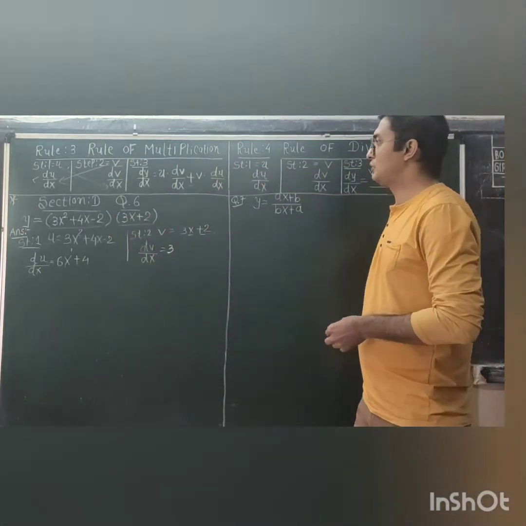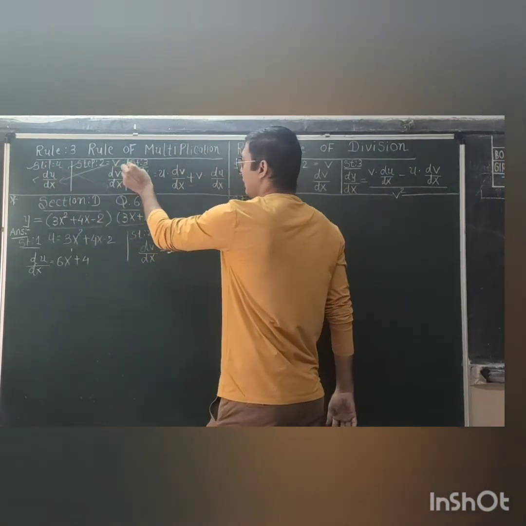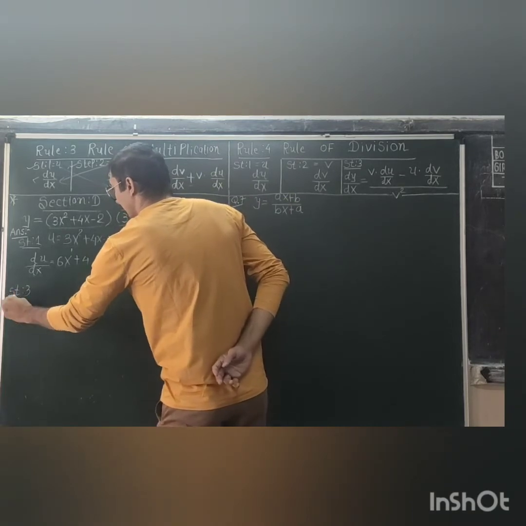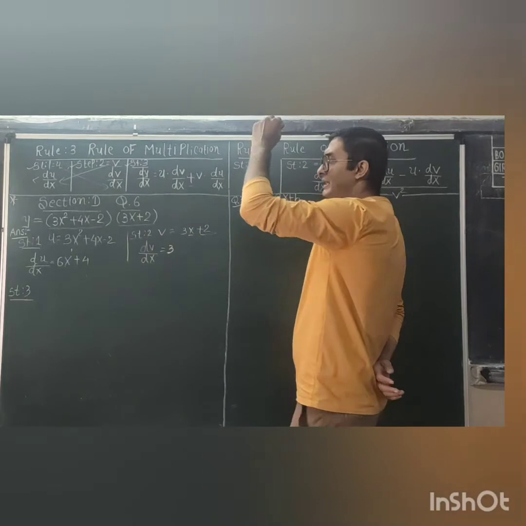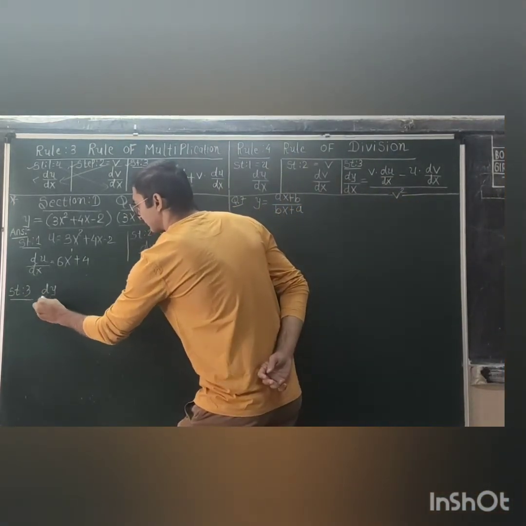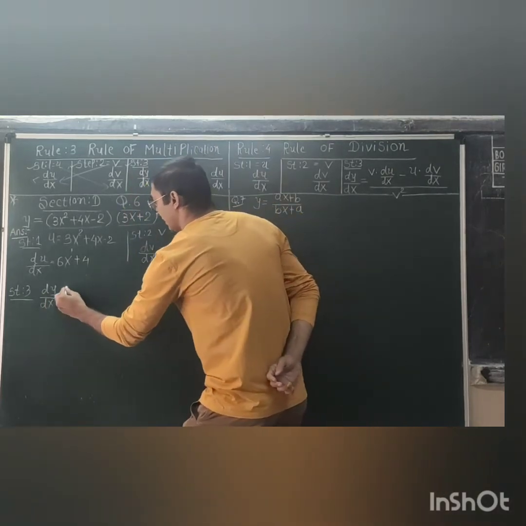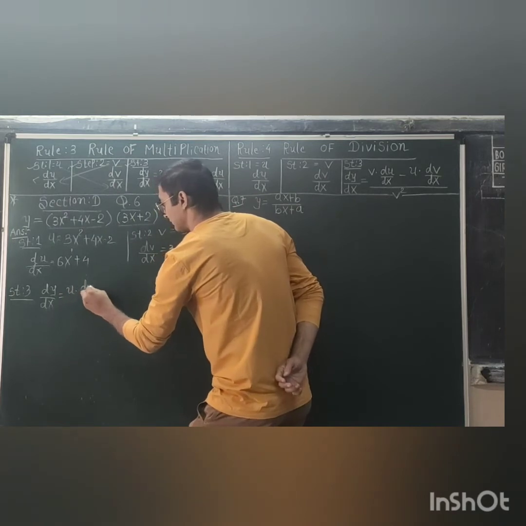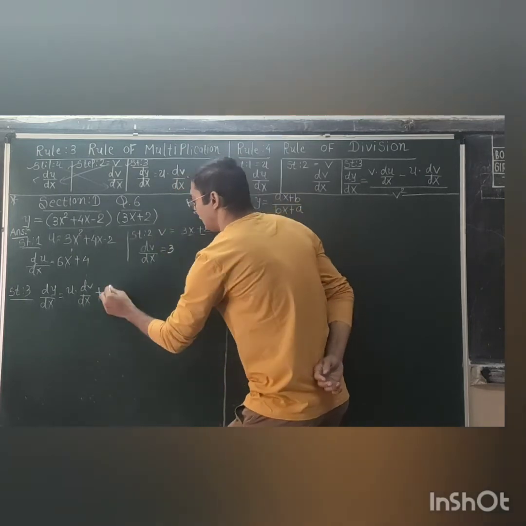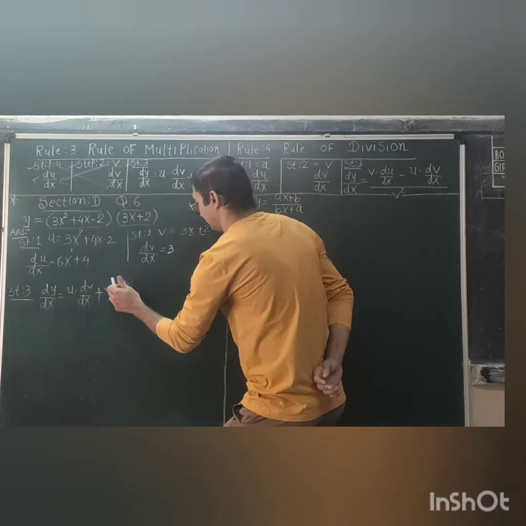Step 1 and step 2, these two steps we have completed. Now step number 3, that is the final answer. In step number 3, we are applying the rule of multiplication, where the formula for dy upon dx is equal to u into dv upon dx plus v into du upon dx, sorry.